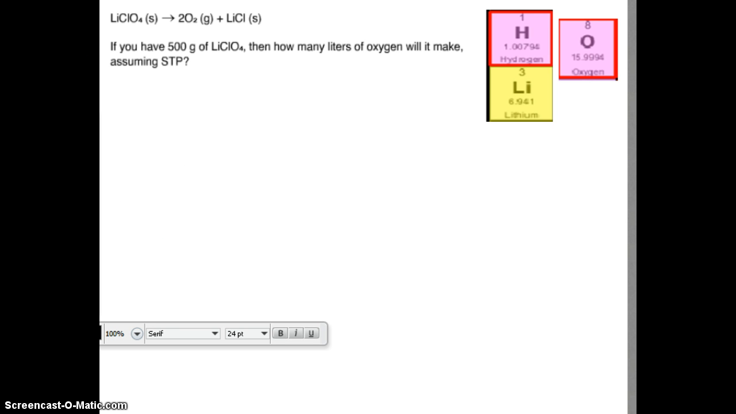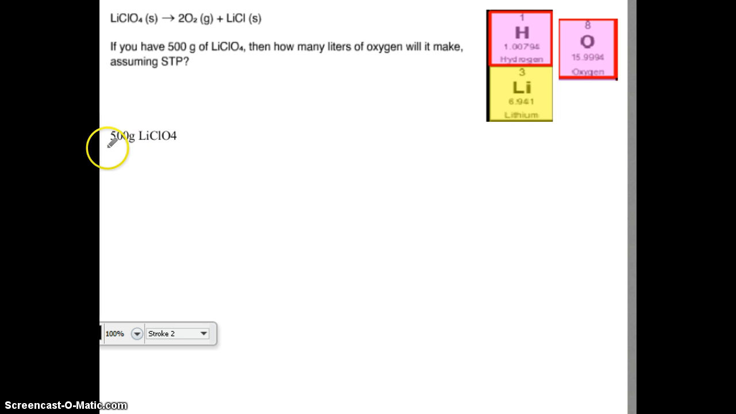So I have a different equation now. I have lithium perchlorate as a solid yields O2 as a gas plus lithium chloride as a solid. If you have 500 grams of lithium perchlorate, then how many liters of oxygen will it make, assuming STP? So when I get these, honestly, I just go. I don't sit there and go, oh my gosh, how am I going to get this? No. I just start and I write down the first thing. All right, 500 grams lithium ClO4.